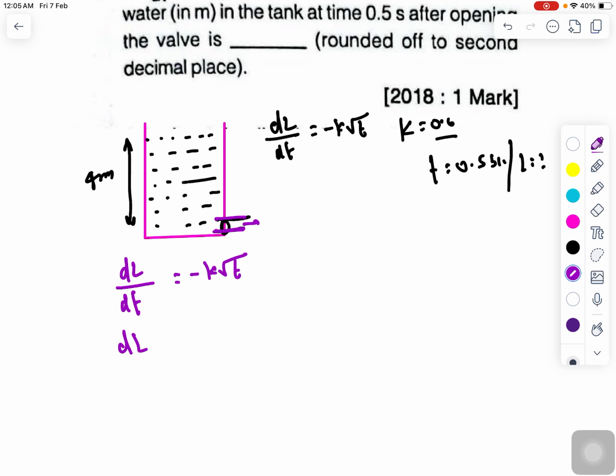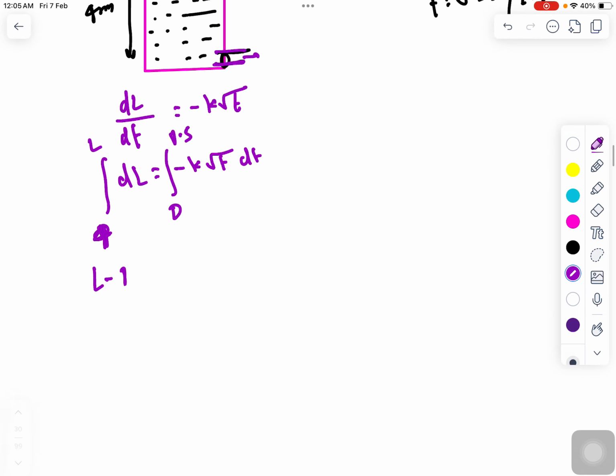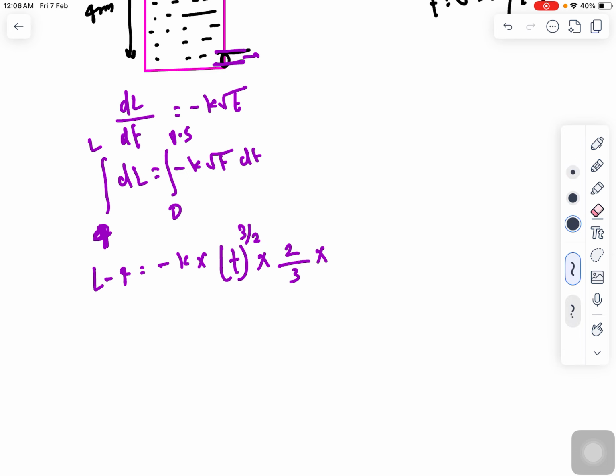So I can write dl equals minus k root t dt, and I can integrate. At time t equals 0, height was 4 meter, and what is time? Time is 0.5. What is L? That's it. So L minus 4 equals minus k into t to the power 3 by 2 into 2 by 3. That is the integration. So L minus 4 equals minus k into t, t is 0.5 whole to the power 3 by 2 into 2 by 3.